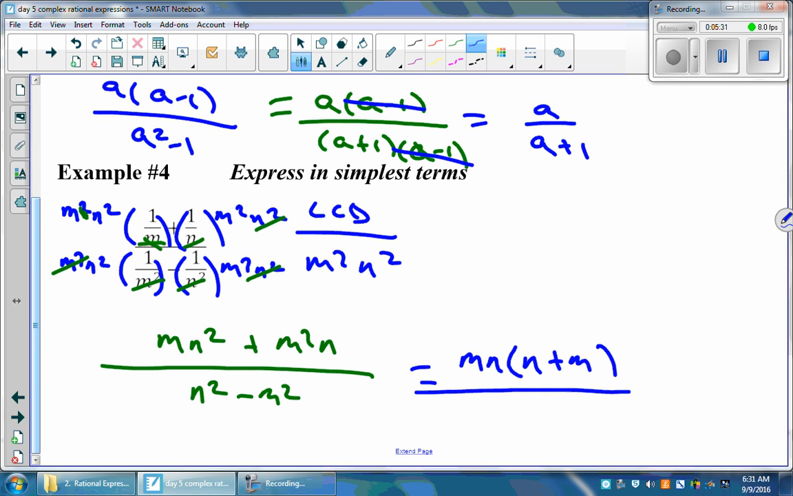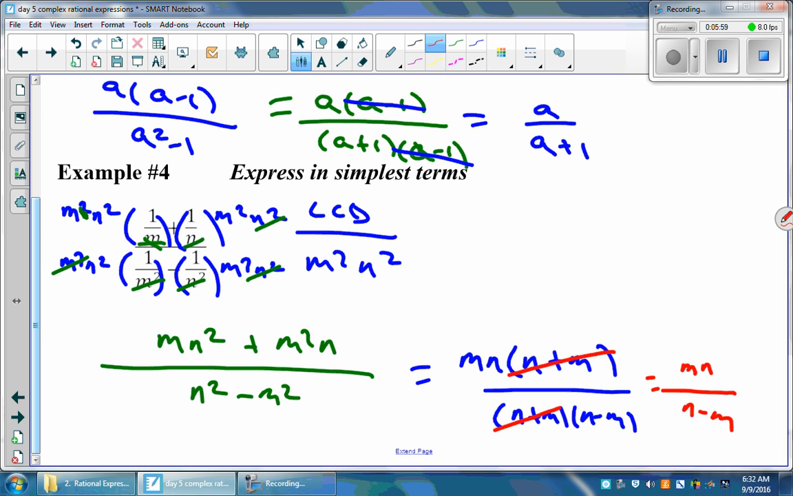In my denominator, I see that I have n squared minus m squared. Again, it's the difference of perfect squares. It's a perfect square minus a perfect square, so I'm going to factor it appropriately. I'm going to have n plus m and n minus m. Once I've done my factoring, I'm going to look to cancel, look to reduce. N plus m cancels with n plus m. In my numerator, I have mn, and in my denominator, I have n minus m. And that would be my final answer.